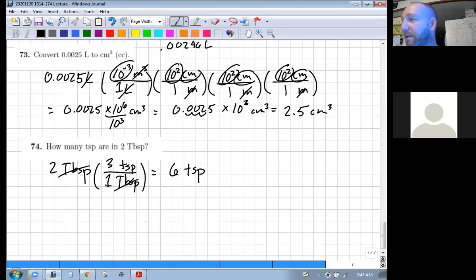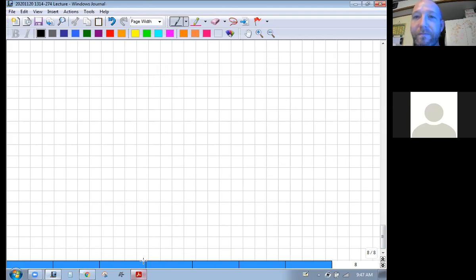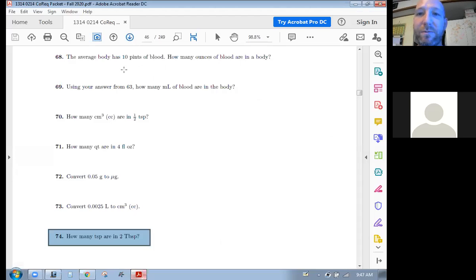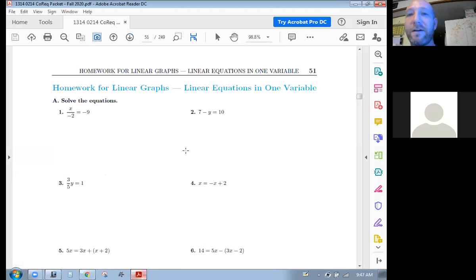All right, can y'all handle this? Y'all got unit conversion down now? Yep. Definitely. Got it. So where's our next set of homework here? Homework, linear graphs. Y'all need help solving these simple equations?